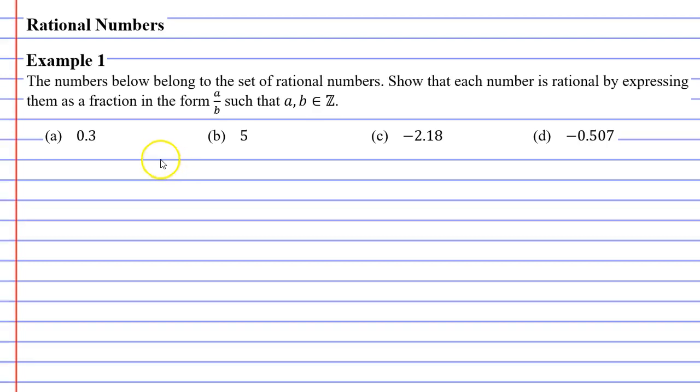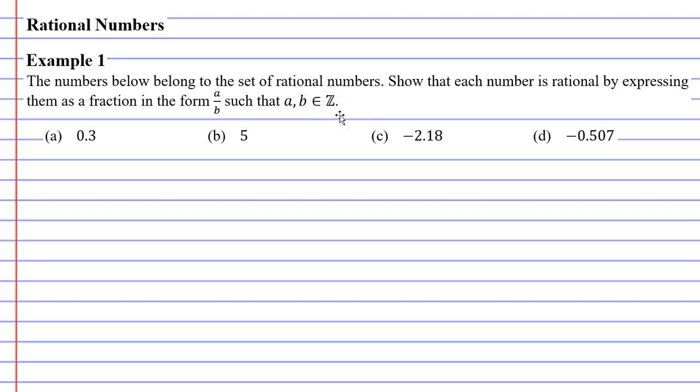In this video, we're going to complete example 1. It says the numbers below belong to the set of rational numbers. Show that each number is rational by expressing them as a fraction in the form a over b, such that a and b are elements of the set of integers.